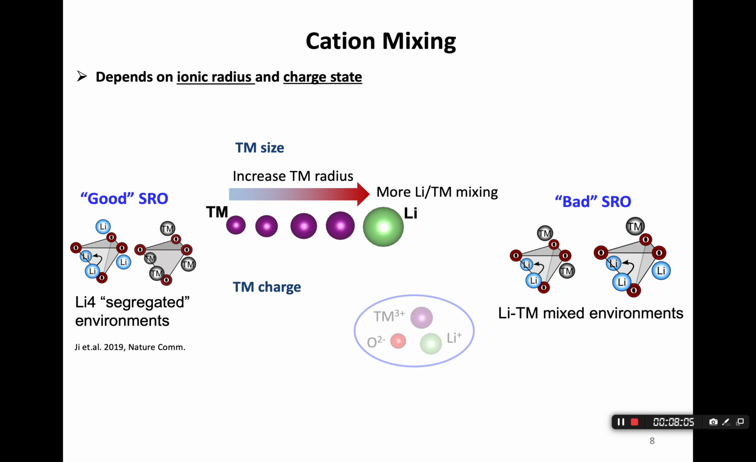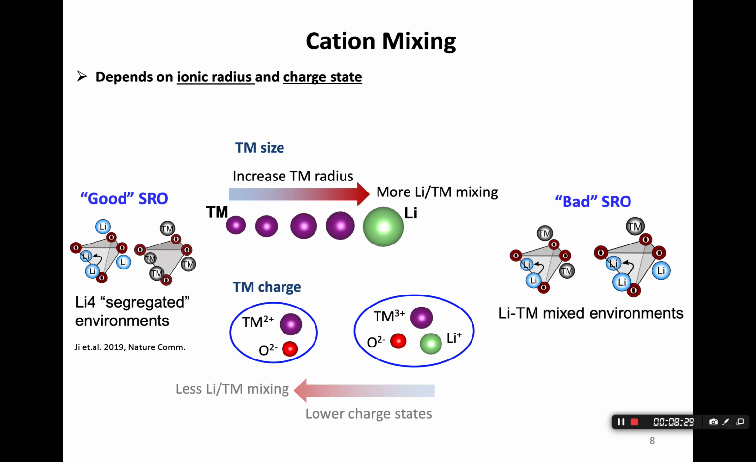At the same time, the charge also matters, because a lithium ion has a 1+ charge state, right? So if you have 3+ transition metal ions, they prefer to mix with the lithium, so you can reach an average 2+ at the cation site. So when you have a lower charge state, it actually prohibits mixing between lithium ions and transition metal ions, so that you can transform from the bad short-range order to the good short-range order.